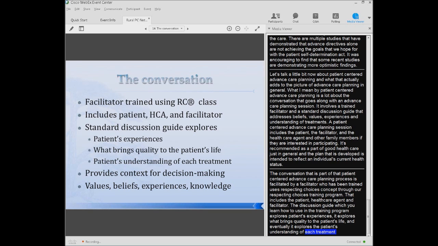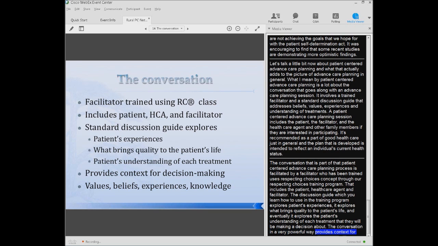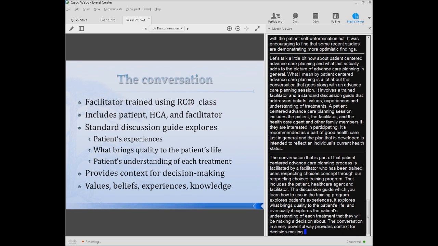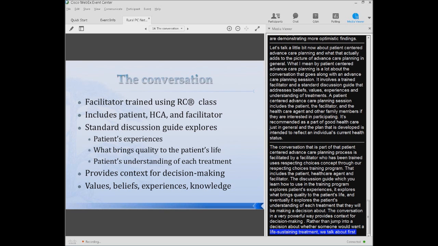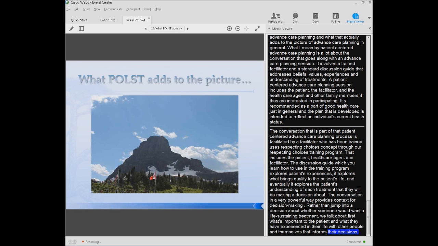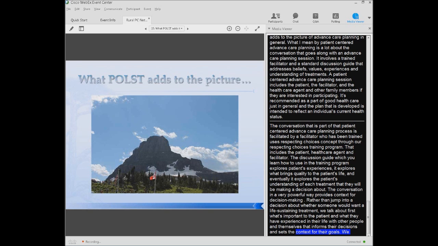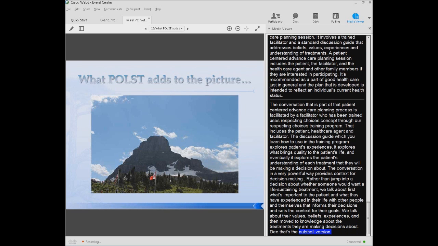The conversation, in a very powerful way, provides context for decision making. So rather than jump into a decision about whether someone would want a life-sustaining treatment, we talk first about what's important to that patient, what they've experienced in their life with other people and with themselves in their own illness that informs their decisions, that sets a context for their goals. We talk about their values, beliefs, experiences, and then move to the knowledge about the treatments they're making decisions about. So that's a really nutshell version of the patient-centered advanced care planning and the conversation that we use.